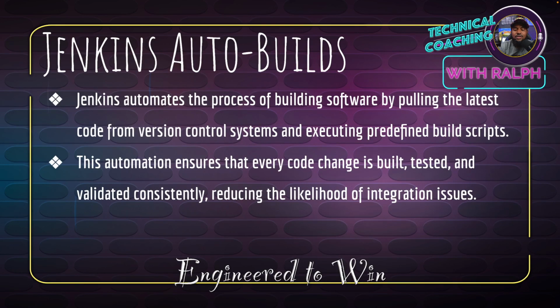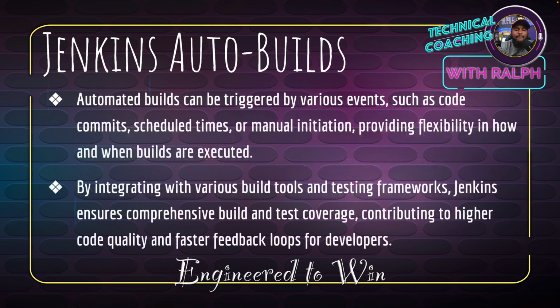So, Jenkins and auto builds. Jenkins automates the process of building software by pulling the latest code from version control systems and executing predefined build scripts. This automation ensures that every code change is built, tested, and validated consistently, reducing the likelihood of integration issues. Automated builds can be triggered by various events such as code commits, scheduled times, or manual initiation, allowing flexibility in how and when builds are executed.